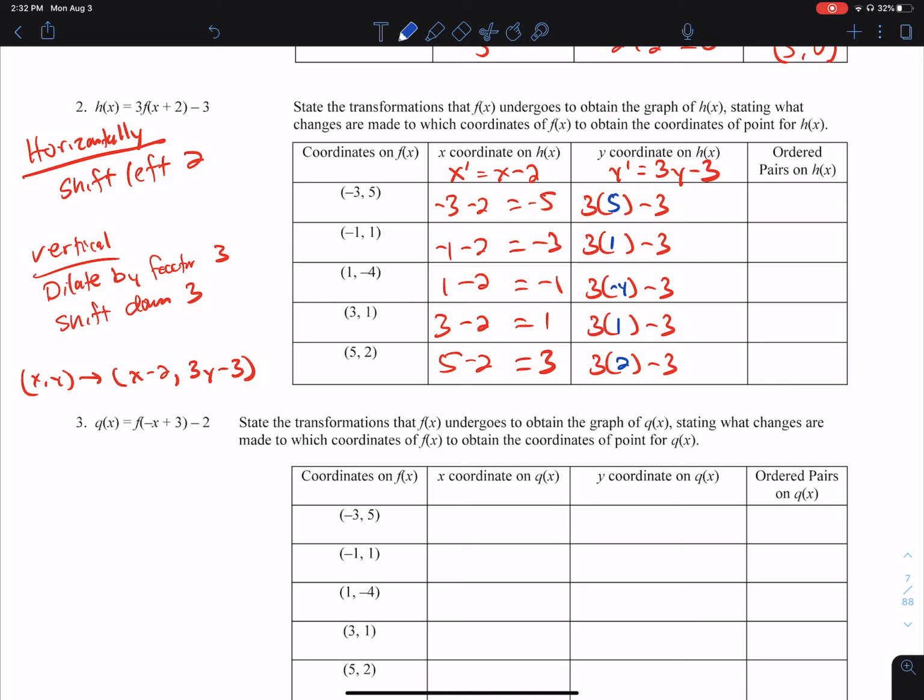Let's just try to do this in our head without doing each step. 3 times 5 is 15. 15 minus 3 is 12. 3 times 1 is 3. Minus 3 is 0. 3 times -4 is -12. Minus 3 is -15. 3 times 1 is 3. Minus 3 is 0. 3 times 2 is 6. Minus 3 is 3. So my new ordered pairs are (-5, 12), (-3, 0), (-1, -15), (1, 0), and (3, 3).